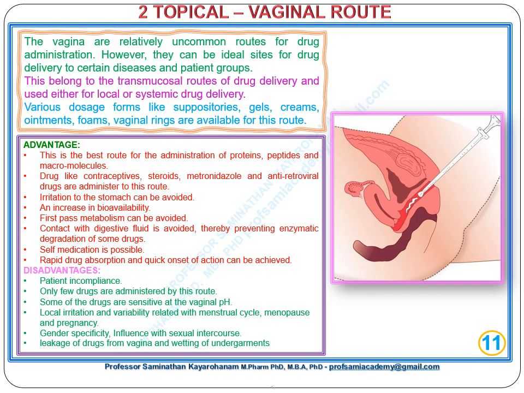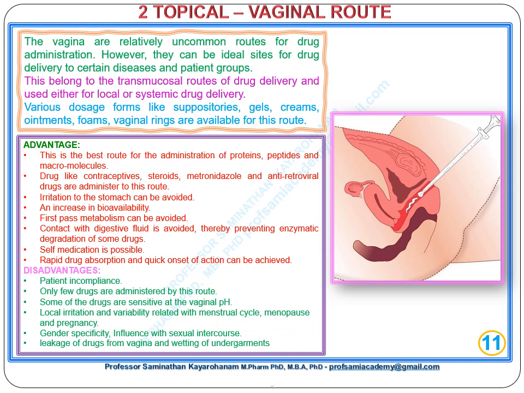Next slide. Type 2, topical, vaginal route. The vagina is a relatively uncommon route for drug administration. However, it can be an ideal site for drug delivery for certain diseases and patient groups. This belongs to the transmucosal routes of drug delivery and is used either for local or systemic drug delivery. Various dosage forms like suppositories, gels, creams, ointments, foams, and vaginal rings are available for this route.